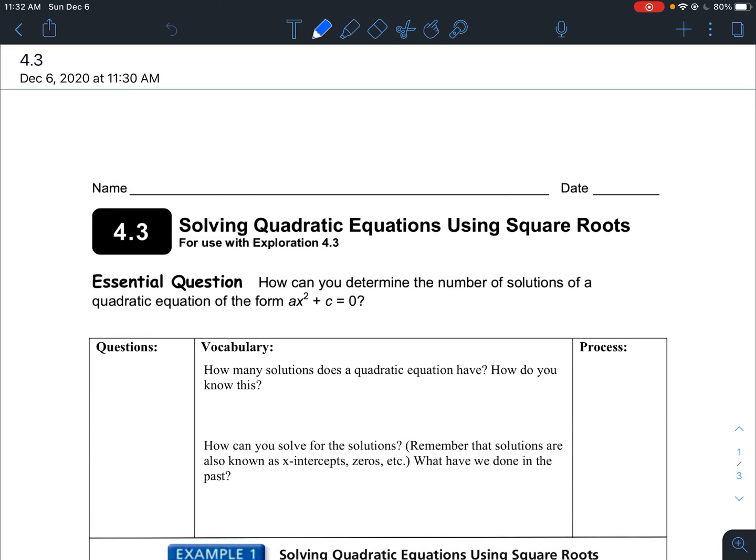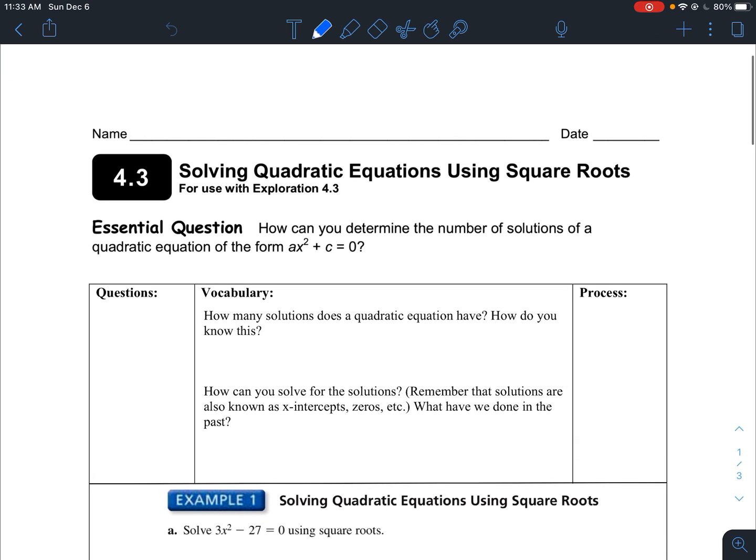Hey SM2. This week we'll be covering 4.3, and sorry, no 4.4, but 4.3, 4.5, and maybe 4.6. But in any case, for 4.3, we're going to solve quadratic equations using square roots.